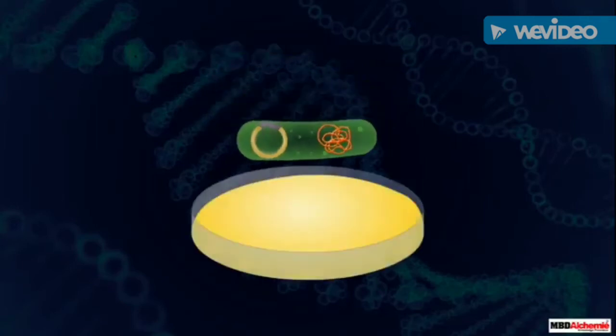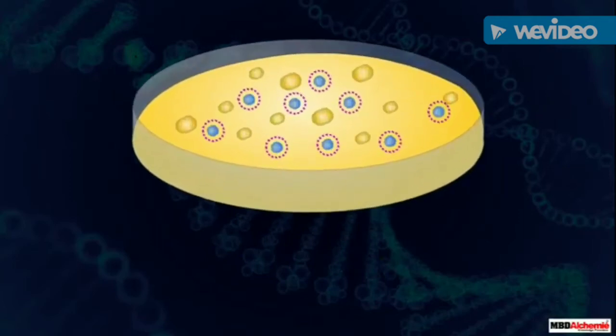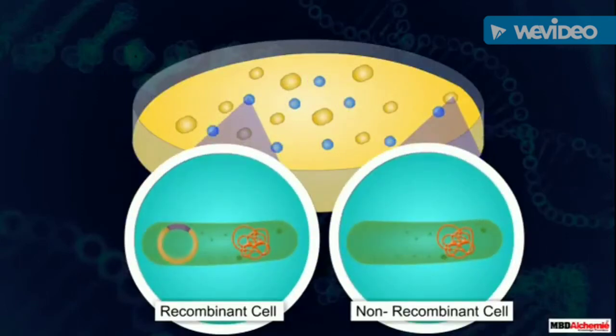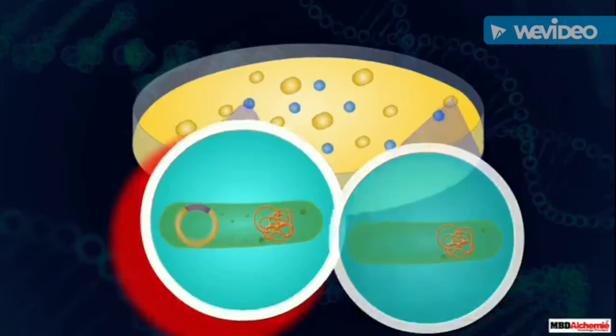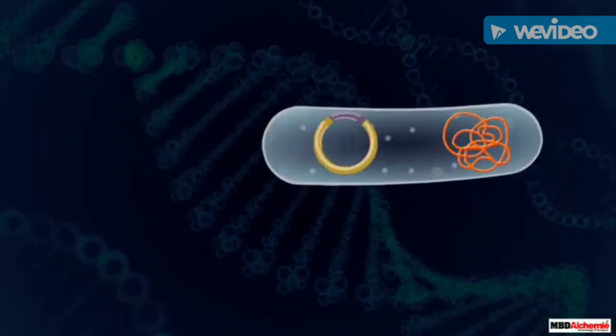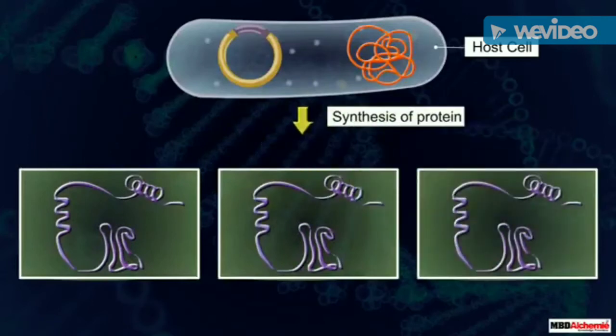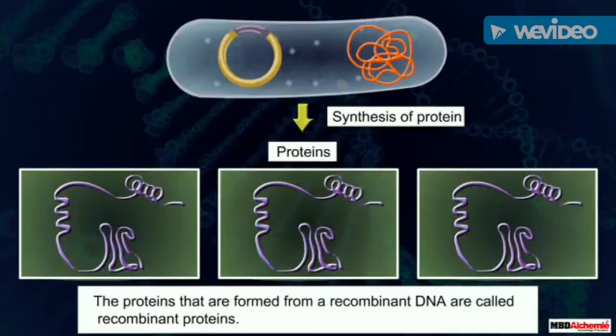When they are transferred to a culture plate that contains ampicillin, only the E. coli cells that are resistant to ampicillin will grow. We can easily use this method to identify which cells are recombinant. The gene that helps in this easy identification of recombinant cells is called a selectable marker. Now, once the gene is inserted in the host cell, it starts expressing itself in the host cell to synthesize the desired protein. Such proteins that are formed from a recombinant DNA are called recombinant proteins.